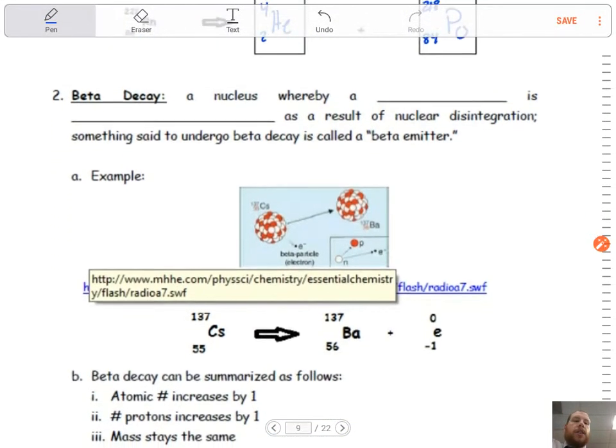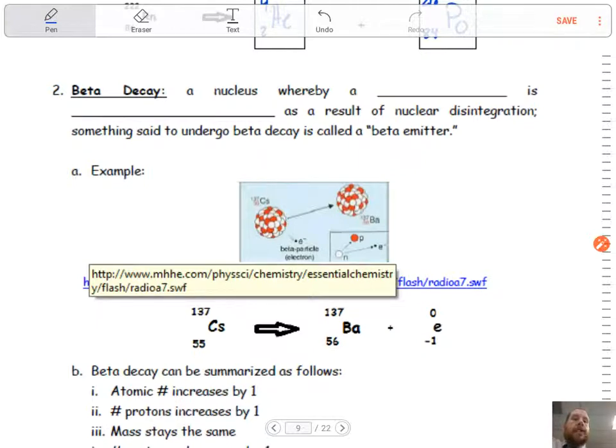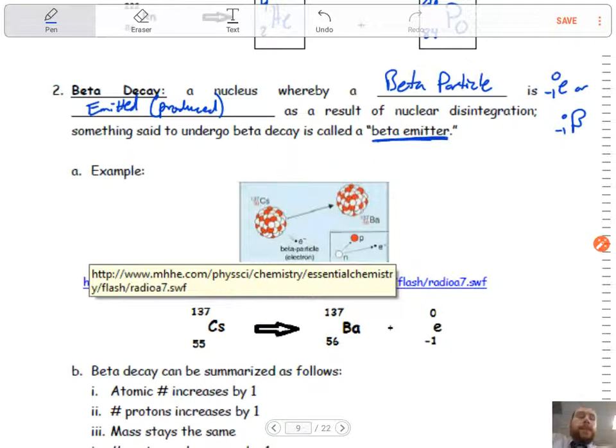All right, the next mode of decay is called beta decay. This is decay by a nucleus where it loses a beta particle. Beta particles, guys, can look like this, or they can also look like this, with that beta symbol. Table O shows you this is the second particle listed on Table O, and they're being emitted, or produced. When we talk about decay, these are products that are made. They're the result of a nuclear disintegration. Something said to undergo beta decay is also called a beta emitter, so be on the lookout for that.